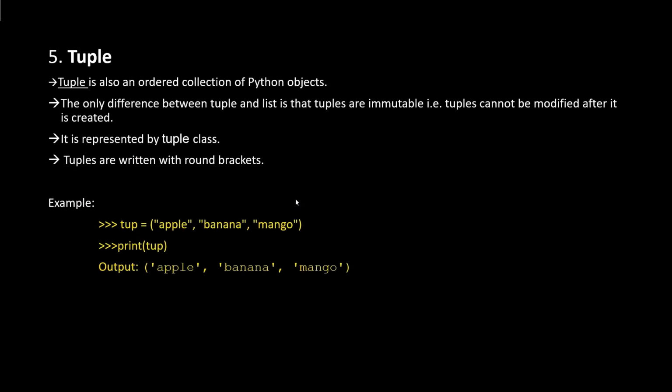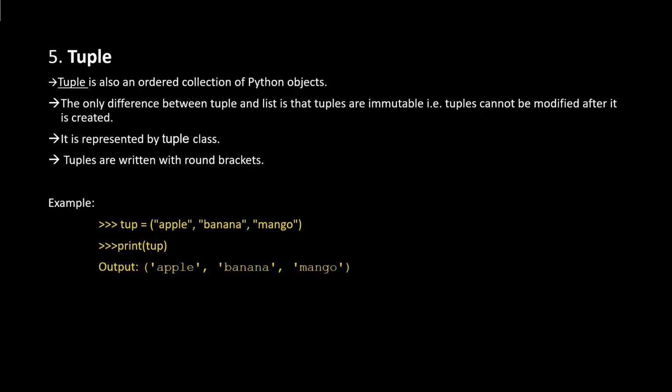The next data type is the tuple. A tuple is an ordered collection of objects. The only difference between a tuple and a list is that a tuple is immutable, and it can't be modified after it is created. Basically, there are two types of data types, immutable and mutable. Mutable means we can change it, like a string or a list, but a tuple we can't change. It is immutable. Once we have created the tuple, we can't change it again.